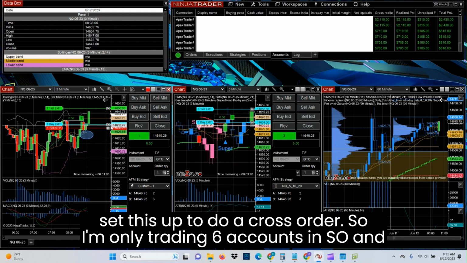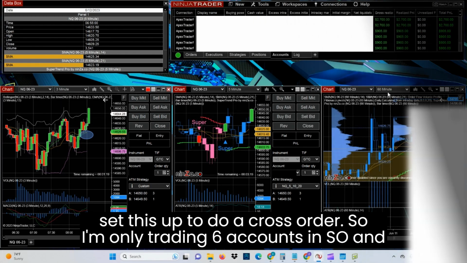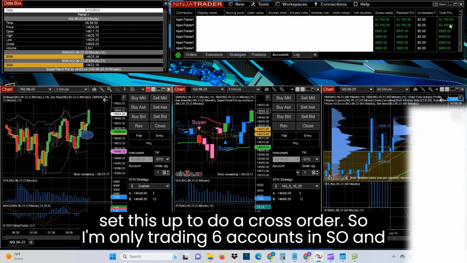But either way, I hope me showing you this shows you the possibility of what you can achieve using a trade copier. And I hope you found the information somewhat valuable.